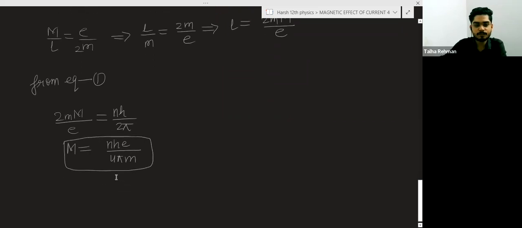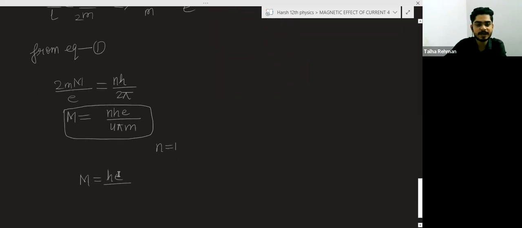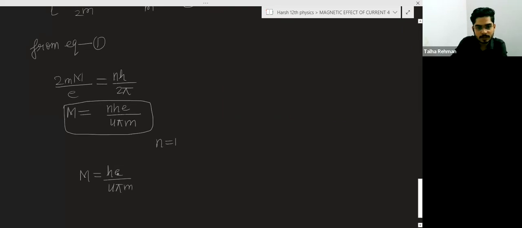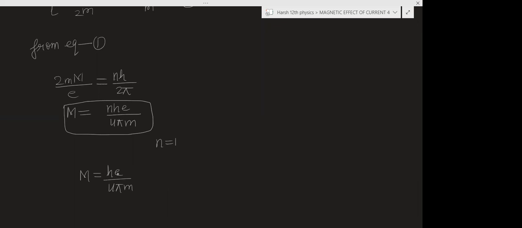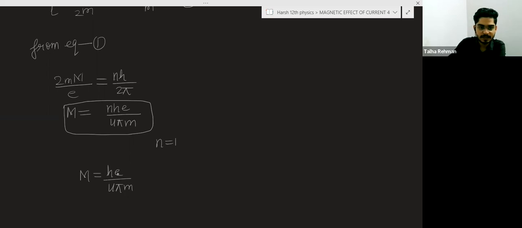Suppose you put the value of n equal to 1. So you will get your magnetic moment equal to he divided by 4 pi m. n can be 1, 2, 3, 4, 5, 6. If you put n equal to 1, you will get the minimum magnetic moment. If you put n equal to 2, 3, 4, then the magnetic moment value will increase. So the minimum value of magnetic moment is at n equal to 1.